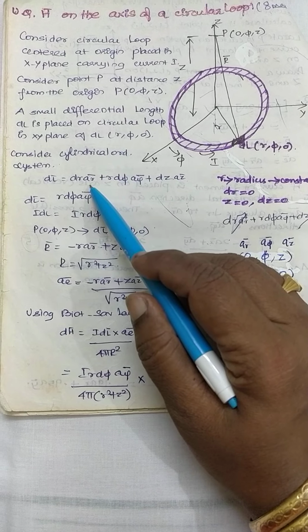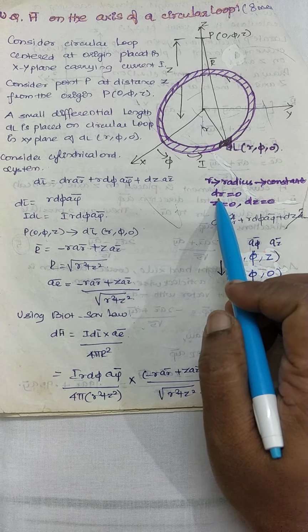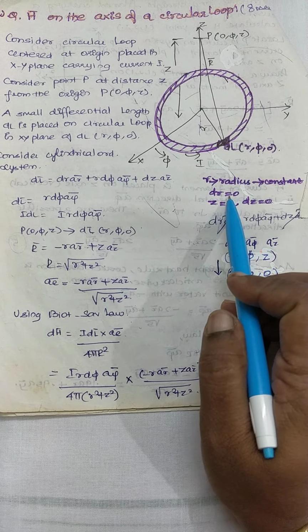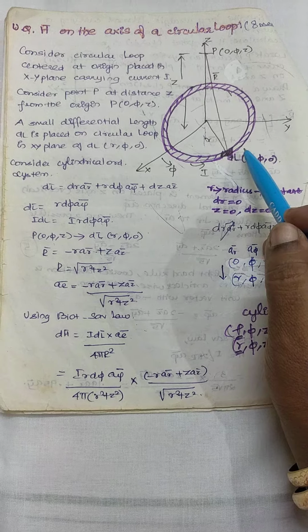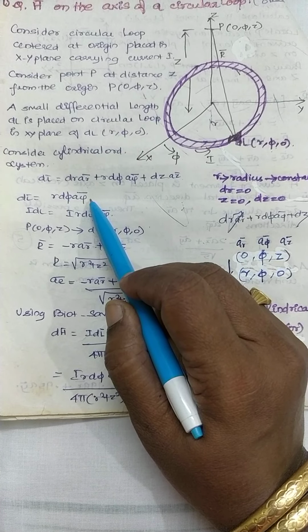I don't speak about the AR component and AZ component, because dr is equal to 0. When r is a radius, dr is differential radius, which is equal to 0. Also z is equal to 0, as it is defined in the plane itself. So the dl element becomes equal to r d phi of A phi vector alone.